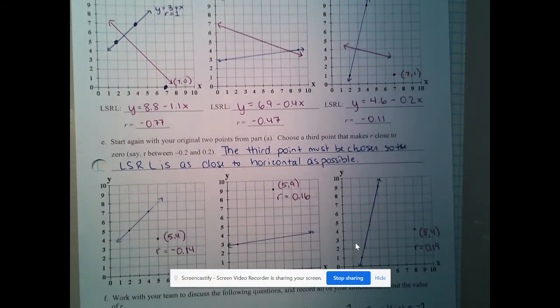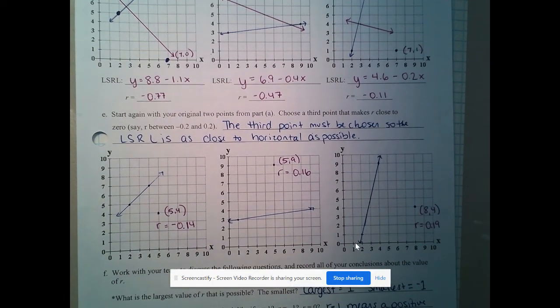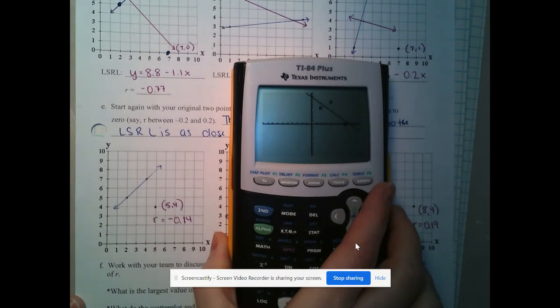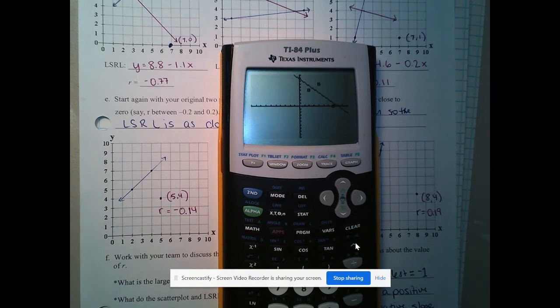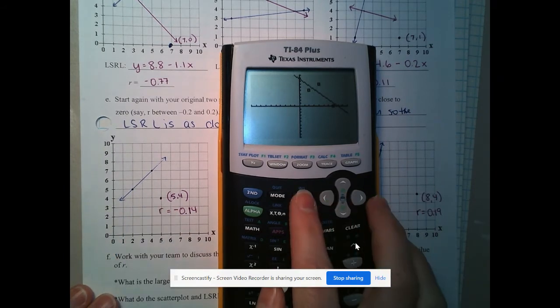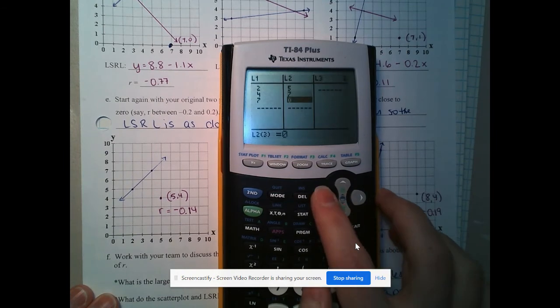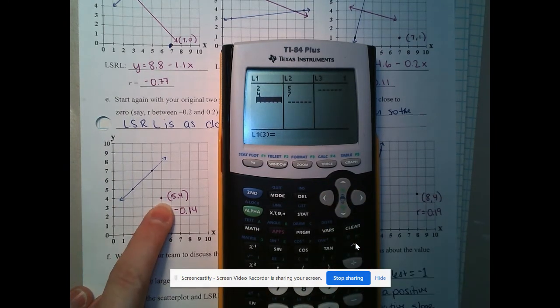The last thing we want to do, it says, start with your original 2 points from part A. Choose a third point that makes R close to 0. Something that is as close to 0 as possible. So we want to try to get a fitted line where it is nearly impossible to get it near all of the points. So my first 2 points, I'm going to go second quit, and I'm going to hit stat. I'm going to edit my table, and I'm going to take out that 7, 0 coordinate using the delete button. And I picked 5, 4.